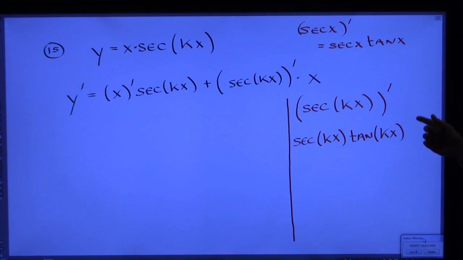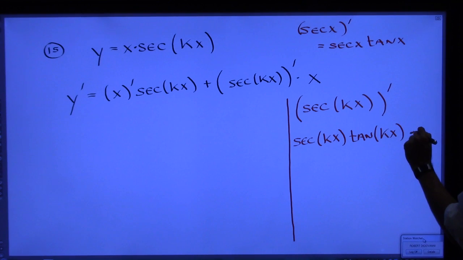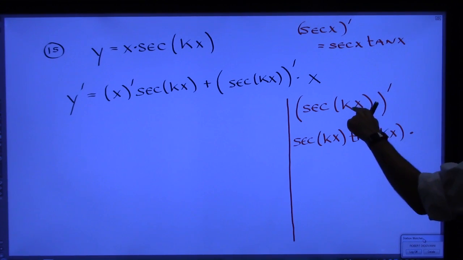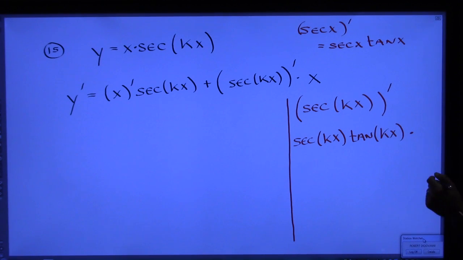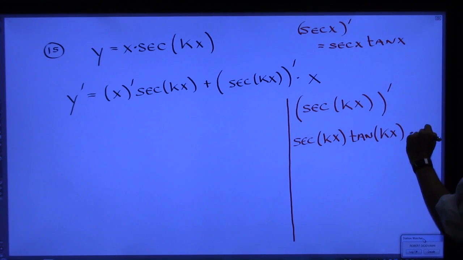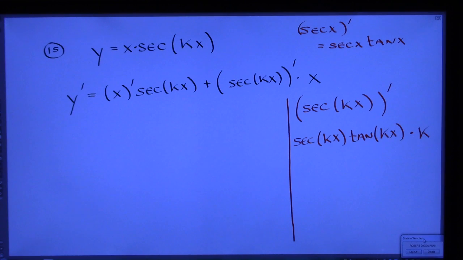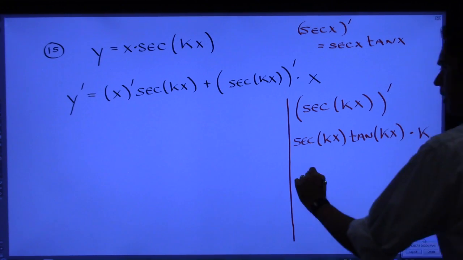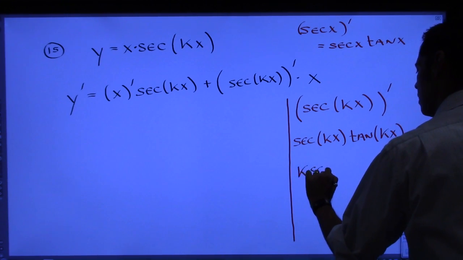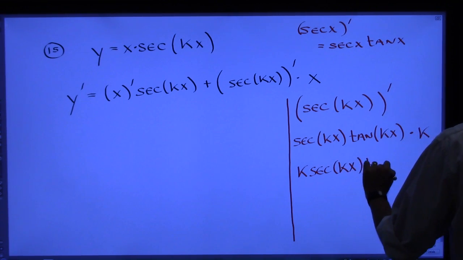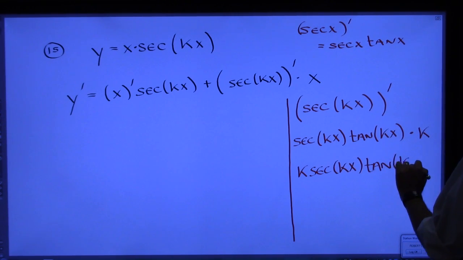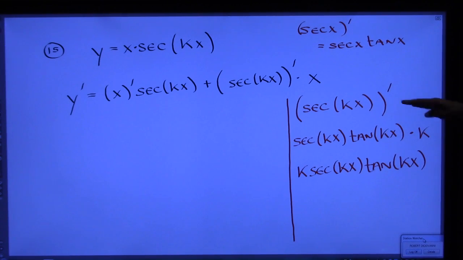All right, that would take care of the derivative of secant of this. But now chain rule says go inside and take the derivative of what's in there. So what's the derivative of kx? Well, remember, if this were 3x, the derivative would be 3. If it was 5x, the derivative would be 5. So if it's kx, the derivative is k. And that k can come out front. K secant kx tangent kx. That's the derivative of this piece.